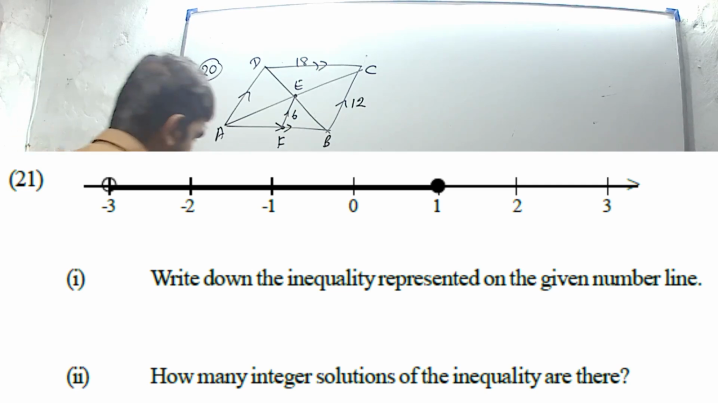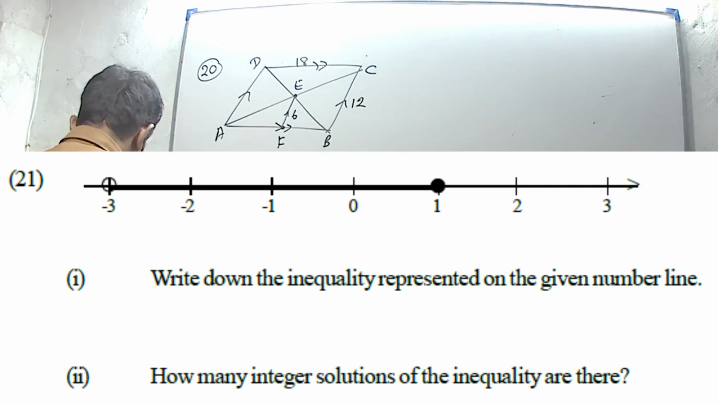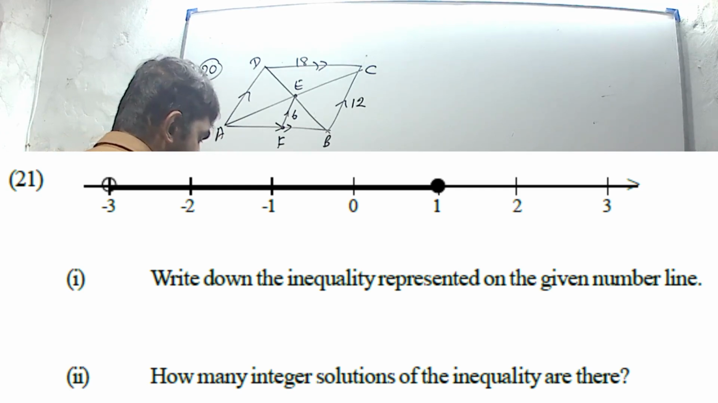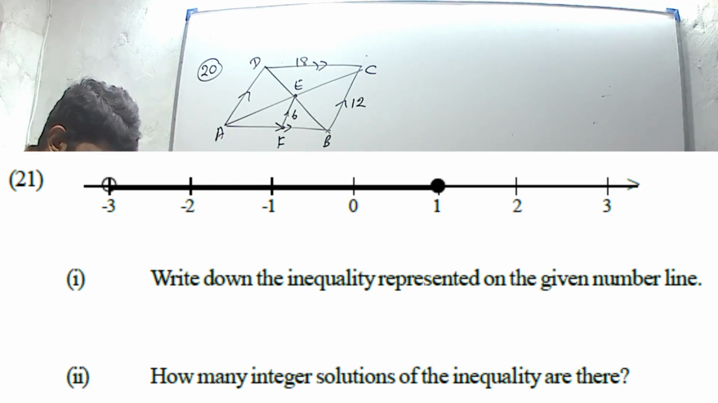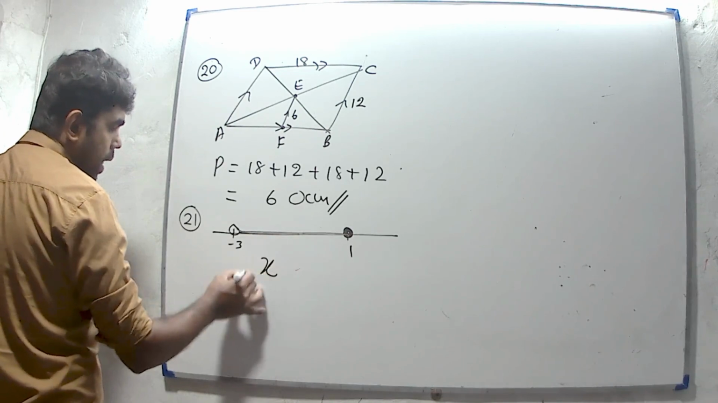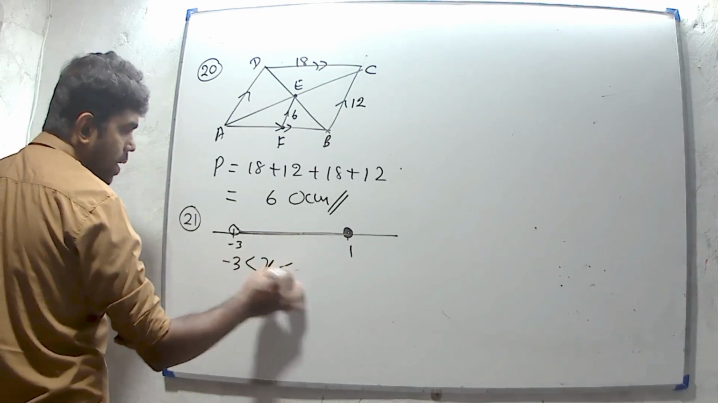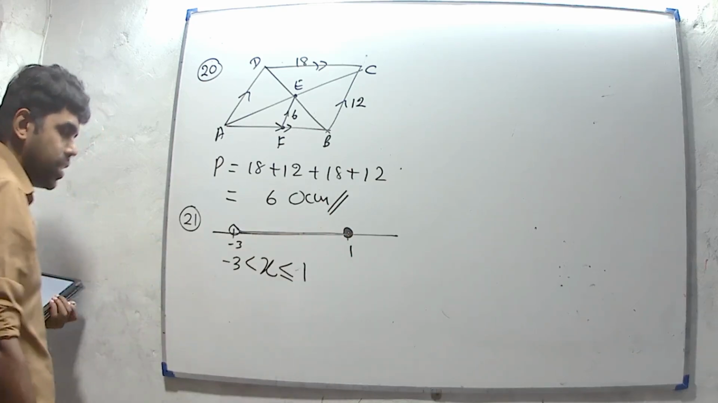Question 21. There is a number line. They have marked it like this, from minus 3 to 1. This point is not a colored point. Part 1. Write down the inequality represented on the given number line. X should be greater than minus 3 and less than or equal to 1. We have to put the equal mark if the point is colored.